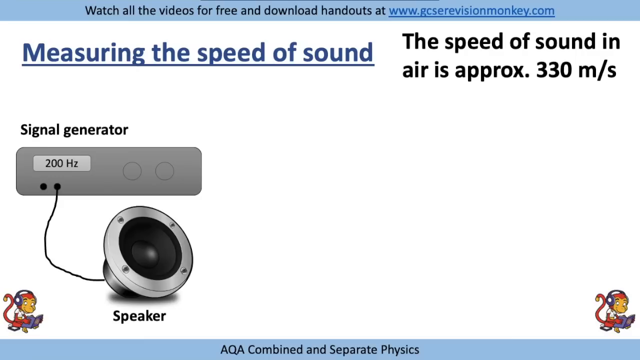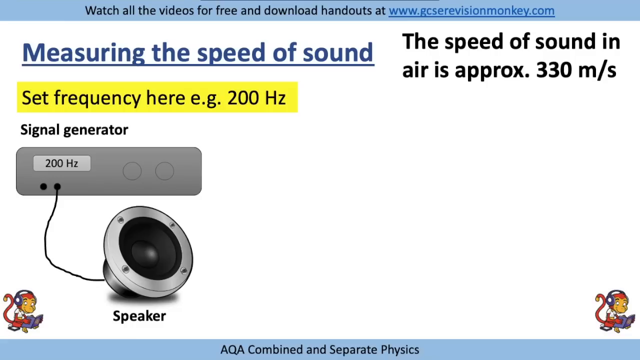The speed of sound in air is approximately 330 meters per second. So we can use the following equipment to measure the speed of sound. We've got a signal generator connected to a speaker, and we can set the signal generator to a particular frequency, for example 200 Hz, and that means the speaker will oscillate backwards and forwards 200 times a second.